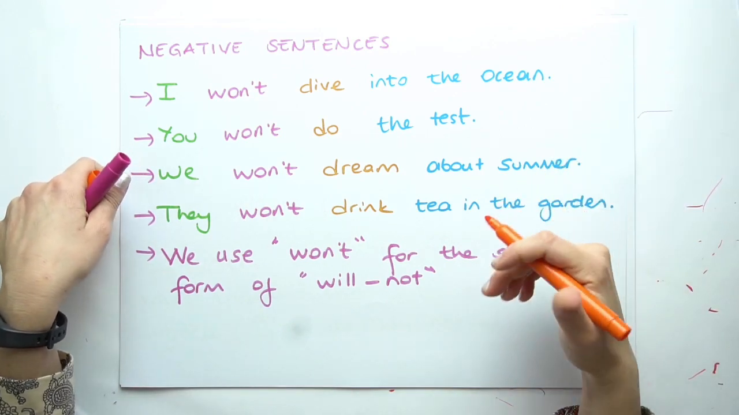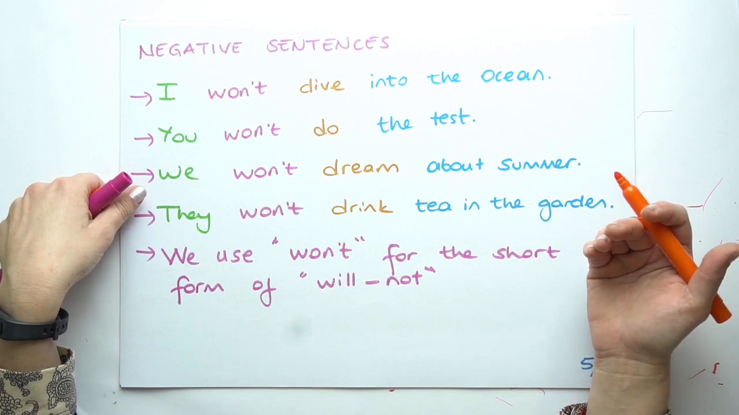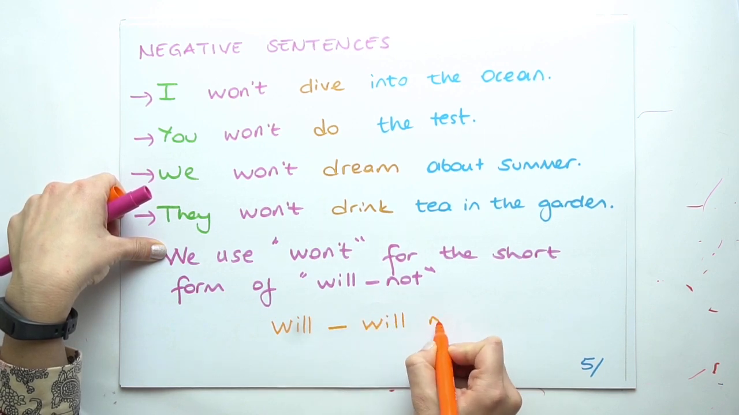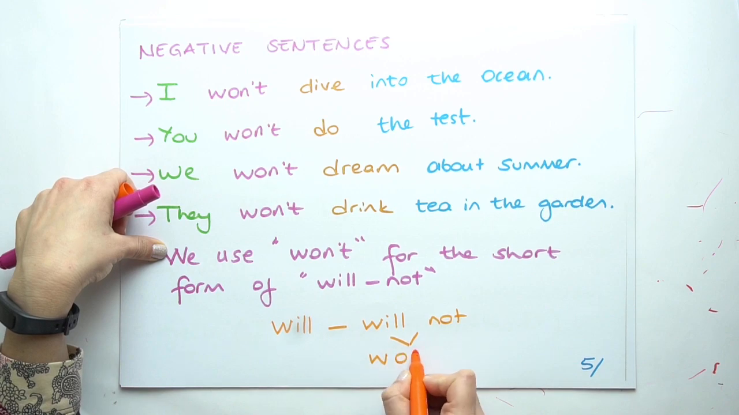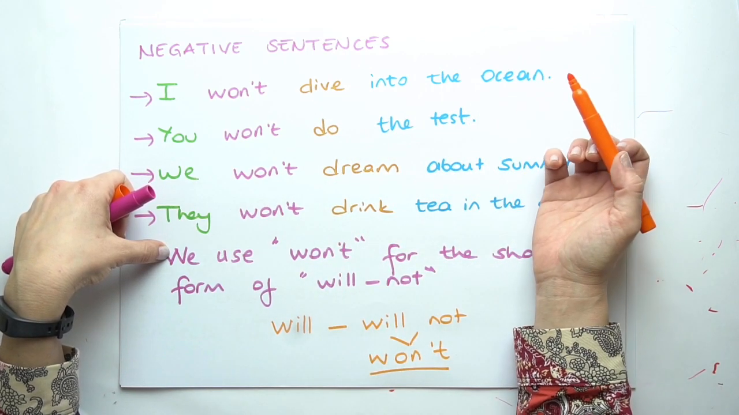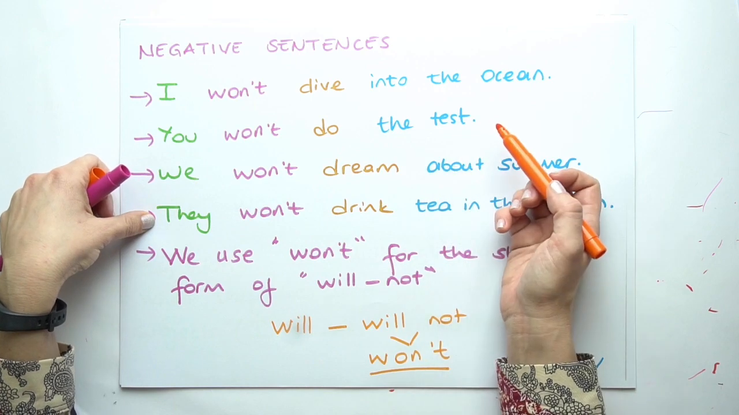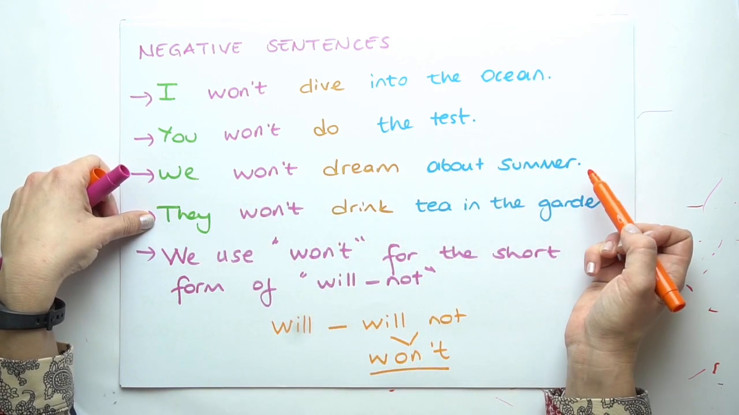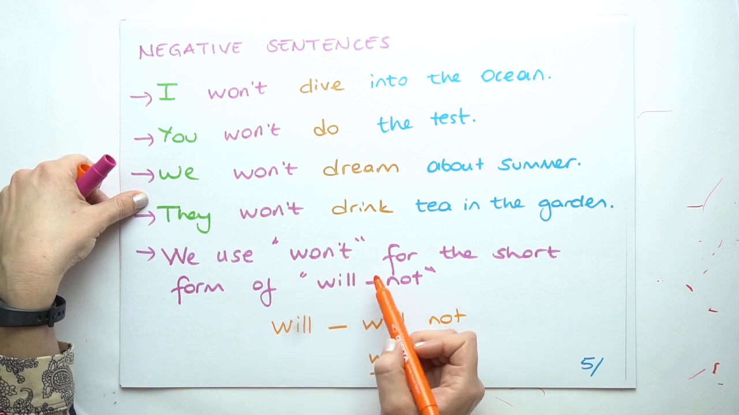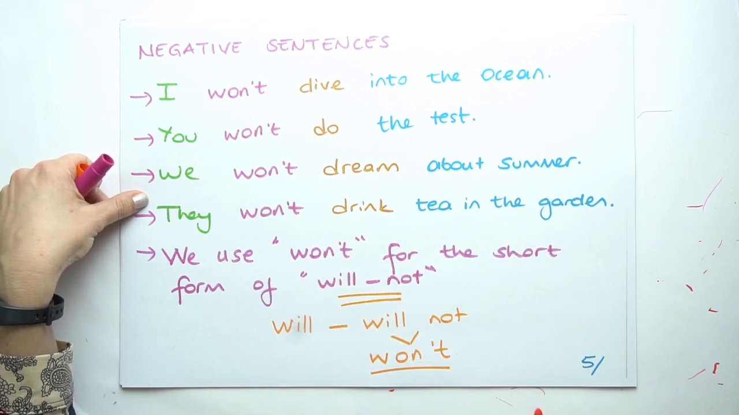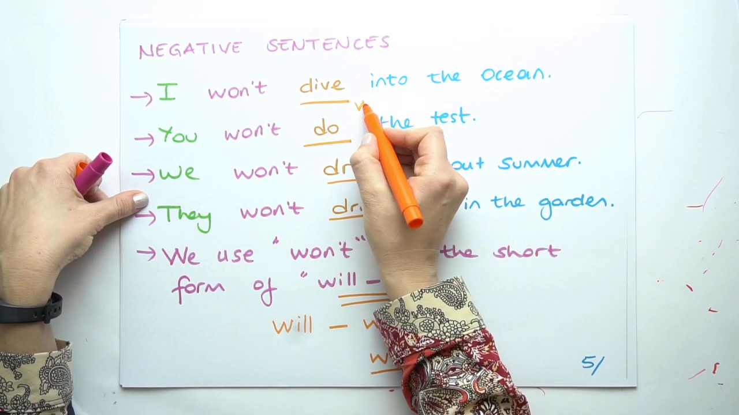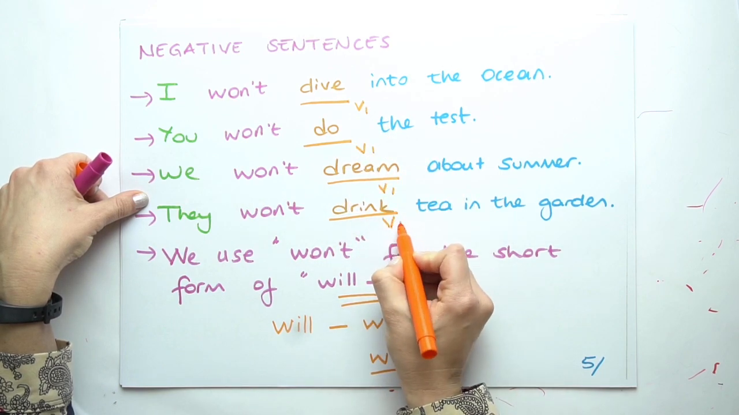Negative sentences. If we're using will in negative sentences, will becomes will not. In short version, we use won't. For example, I won't dive into the ocean, or you won't do the test, or we won't dream about summer, or they won't drink tea in the garden. We use won't for the short form of will not, as you can see here. And also, you can see that the form of the verb doesn't change. They are all in their first form.